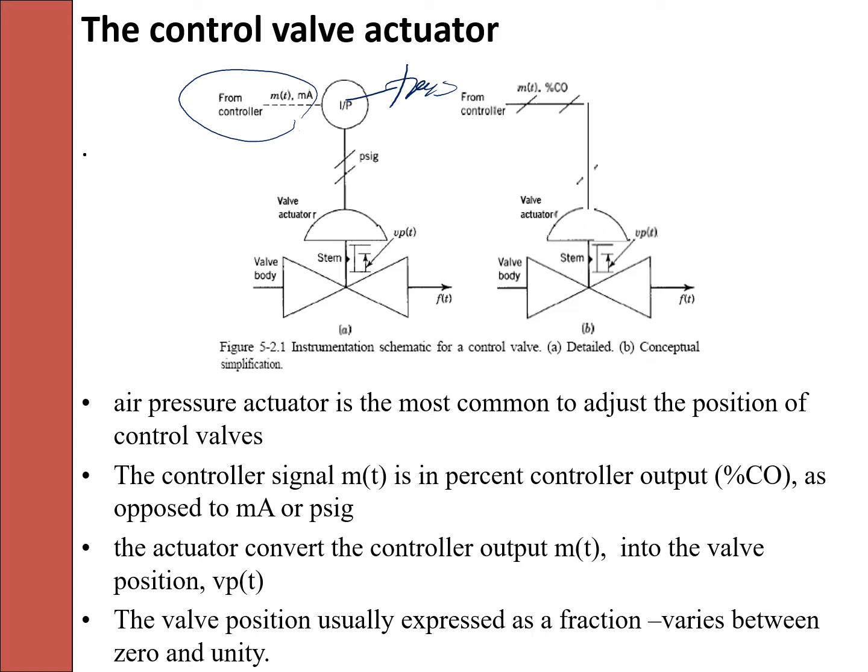So basically, the air pressure actuator is the most common way to adjust the position of the control valve. Normally, like what I said in the previous slide, the movement of the valve itself is based on the air pressure.